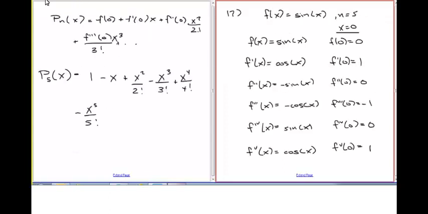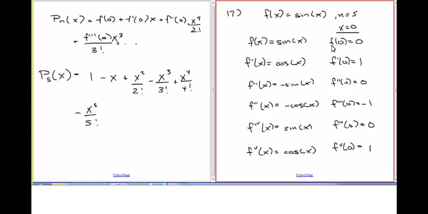Number 17 is the sine of x. And we want 5 terms. So we start with the function, the sine of x. The derivative of the sine is the cosine. The derivative of the cosine is negative the sine. The derivative of the sine is the cosine, but you've got this negative sign which you carry down. The derivative of the cosine is negative the sine, so I'll have negative times negative gives me positive. And you notice that I'm back to the sine, so it just repeats itself after 4 derivatives.